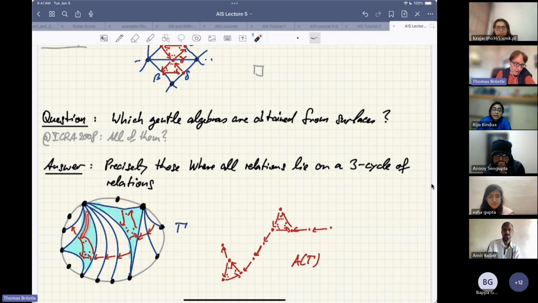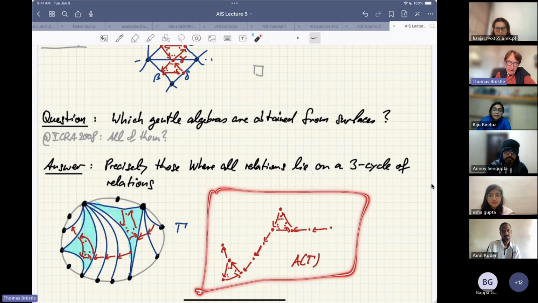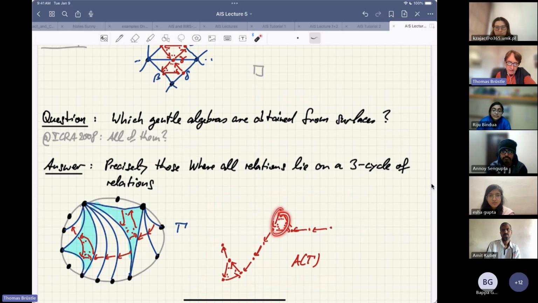And whenever I have an internal triangle, I do have a 3-cycle, and in the 3-cycle I have iterated relations of length 2. So I have one such situation here corresponding to this internal triangle. I get another 3-cycle here. And the general algebras that I do obtain from surfaces look exactly like this. There's a 3-cycle with all 0 relations.